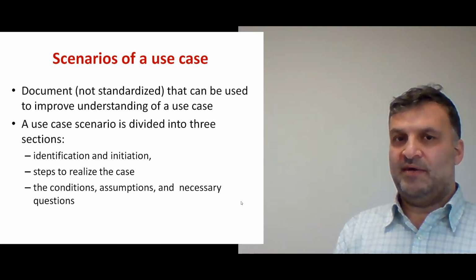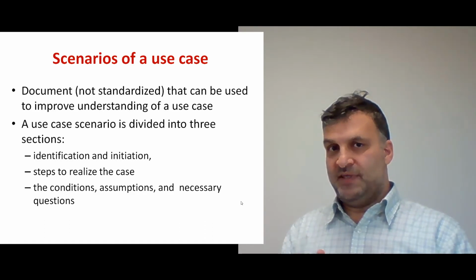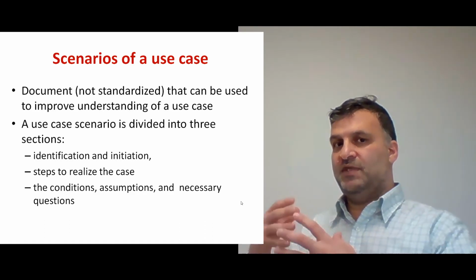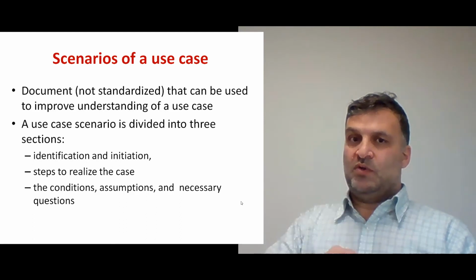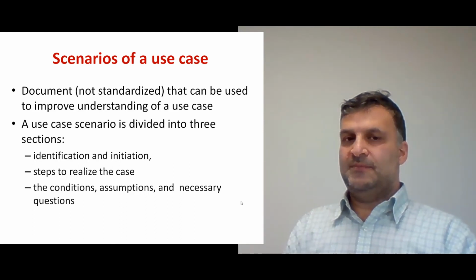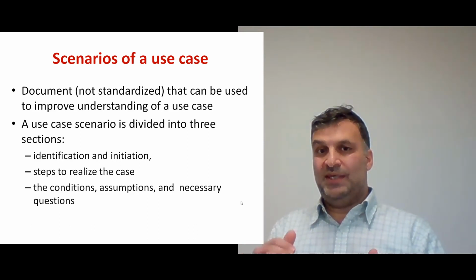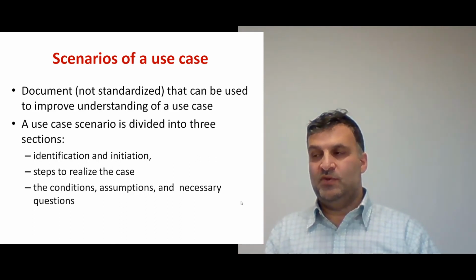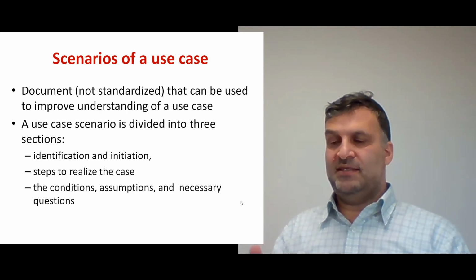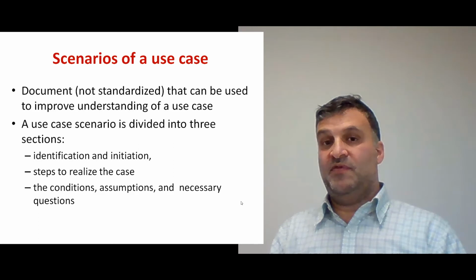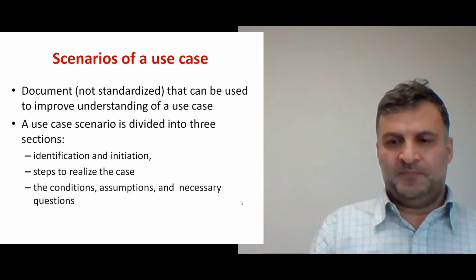Usually in a use case scenario we have three parts. The first is the identification. Identification is very important, because usually we have a huge quantity of diagrams with huge quantities of scenarios, and we should know which scenario corresponds to which use case. The second part is related to the general steps that we do to realize the use case. The third is the general conditions, the assumptions, and the necessary questions. For example, if we have a main scenario of the use case, if we have some exceptions, etc.